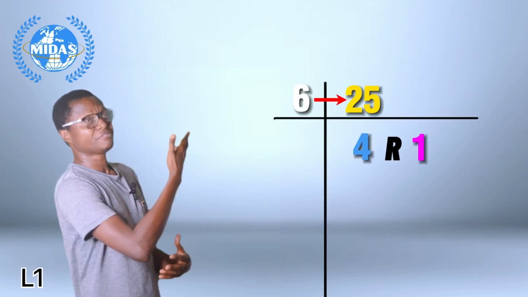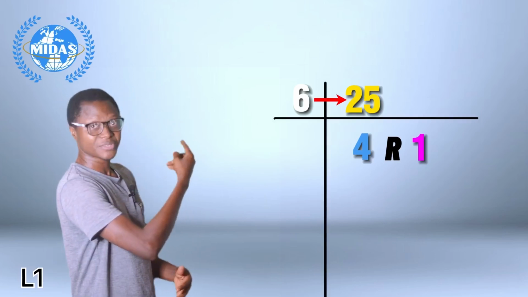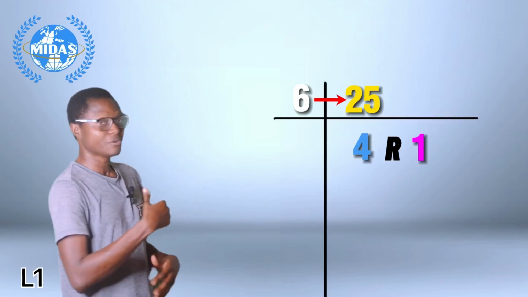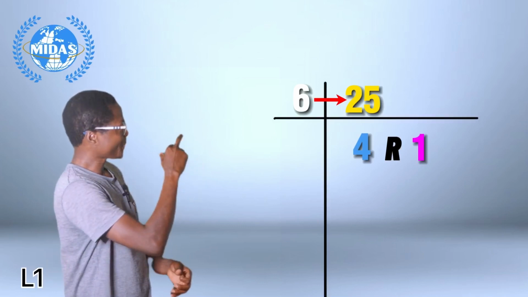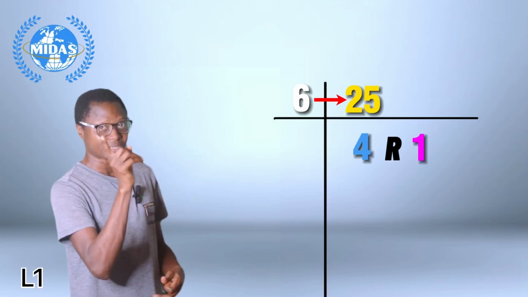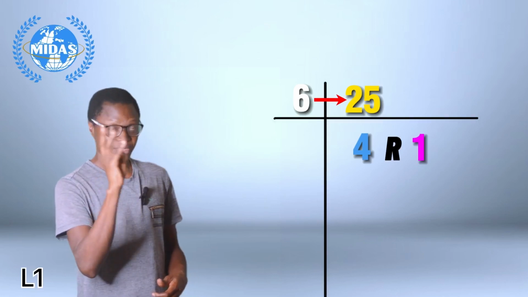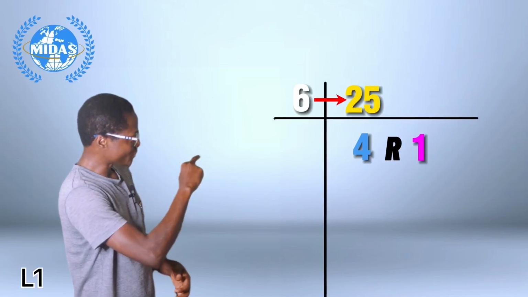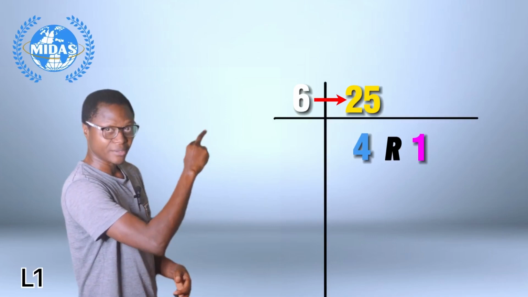If it were 24, we'll just say 6 into 24 is 4. We'll just put 4 and move on. But it is 6 into 25. So 6 can fit into 25 4 times, remaining 1. So we'll put 4 remaining 1.